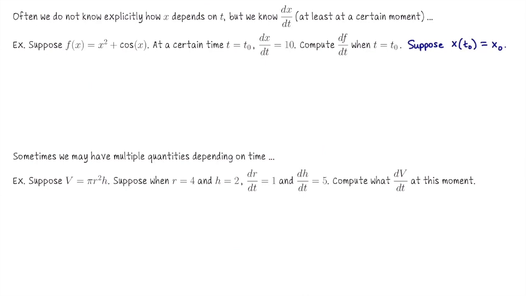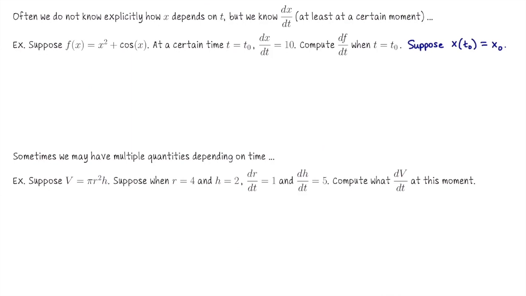Often, we may not know how the measured quantity x depends on t as a function in general, but we do know its instantaneous rate of change, at least at a particular moment where we're interested in our formula. So suppose f of x equals x squared plus cosine of x is some formula that we're studying. And while I don't know how x of t behaves in general, I do know that at a certain moment in time, let's just call that t naught for now, dx dt is 10. So the rate of change of x with respect to time is 10.